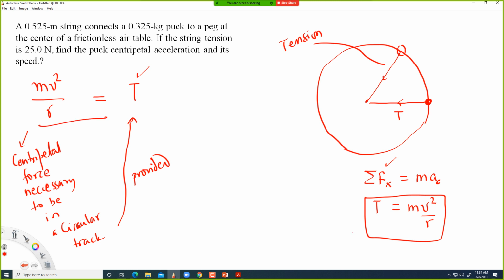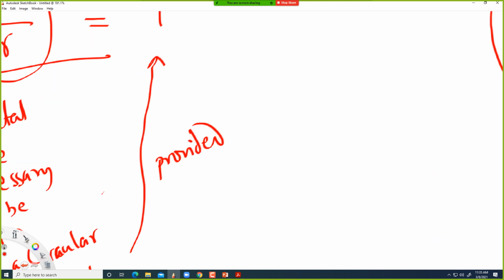So there are two ways to interpret this equation. One is through Newton's second law. We got this equation from Newton's second law. And we can also say that the centripetal force is given by tension. So both result in the same thing.